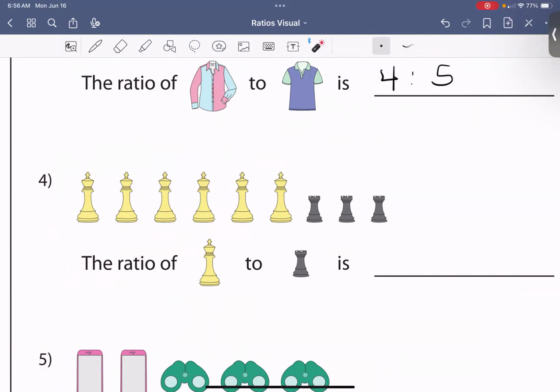All right. So we have ratios. These are chess pieces. This is a king. So of the king chess pieces, we have, I believe it's a king, could be a queen. One, two, three, four, five, 6. And this is definitely a rook if you play chess. One, two, three. The ratio of the king pieces to the rook pieces is 6 to 3.